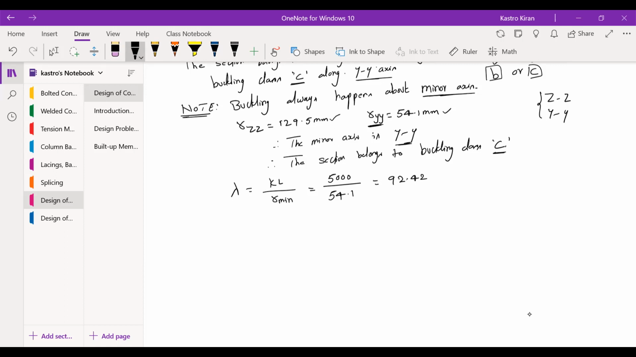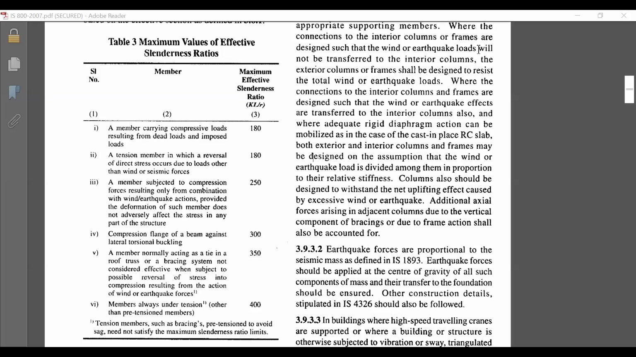Now here it should satisfy a condition. In order to satisfy the condition, this value must be less than 180. How will you get this 180? This 180 value, you should get from Table 3 of IS 800:2007, especially point 1. So let's quickly look into that value. This is Table 3 of IS 800:2007, which is on page number 20.